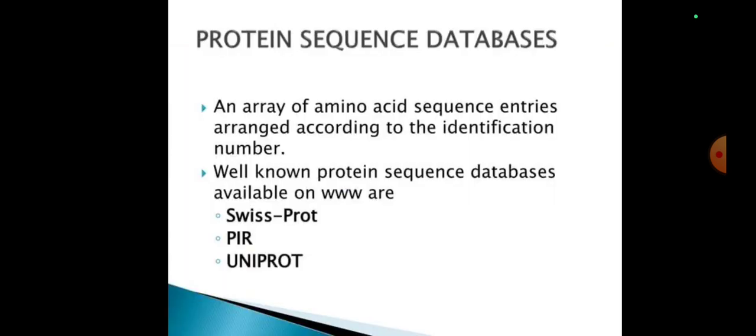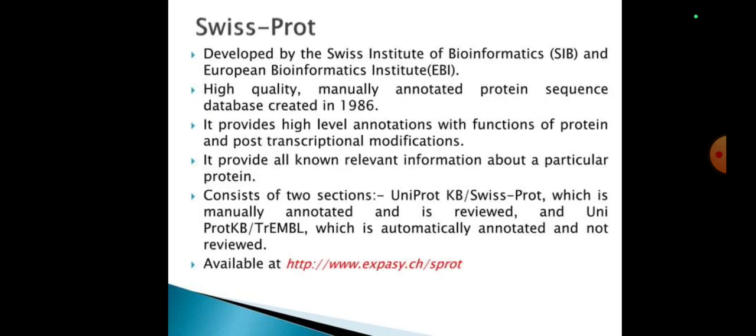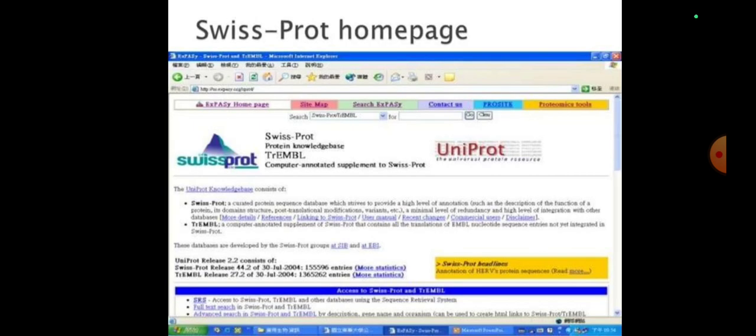And the next one is the protein sequence databases, SwissProt, PIR, and UniProt. UniProt is the most user friendly for getting sequences from the data bank. SwissProt is from the Swiss Institute of Bioinformatics and the European Bioinformatics Institute. It has high quality, manually annotated protein sequences. It determines post-translational modifications also. It consists of two sections, UniProt KB and SwissProt KB. And this is the SwissProt homepage. From this itself we can go to UniProt also.